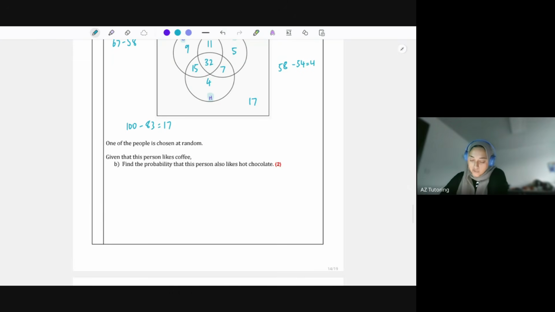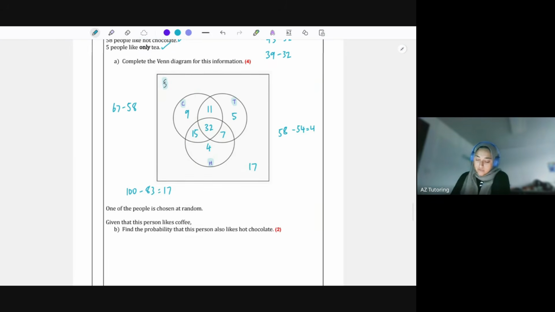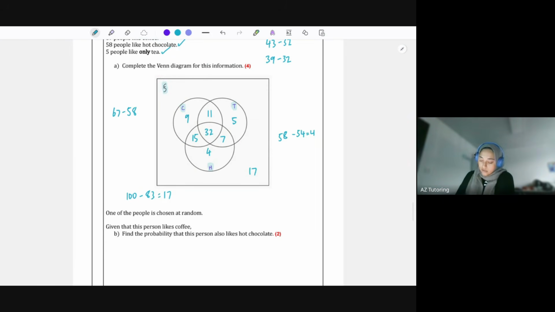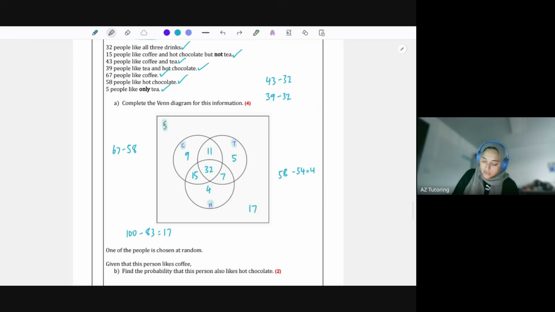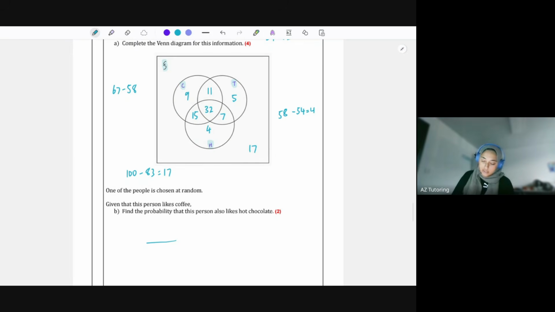Okay, moving on to part B, it says one of the people is chosen at random. Given that this person likes coffee, find the probability that this person also likes hot chocolate. Because we already know that they like coffee, our probability is not going to be out of 100, because 100 is the total amount of people asked. They've already told us, given that this person likes coffee, and we know the amount of people that like coffee, which is right here, is 67 people. So our probability is going to be out of 67.